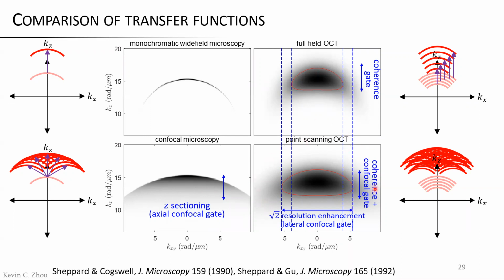So we can make a few interesting observations here. At this high numerical aperture, confocal microscopy obtains optical sectioning, which originates from the curvature of the Ewald sphere. Furthermore, a point scanning OCT obtains a square root of 2 resolution enhancement over full field OCT, as we would expect for confocal gating.